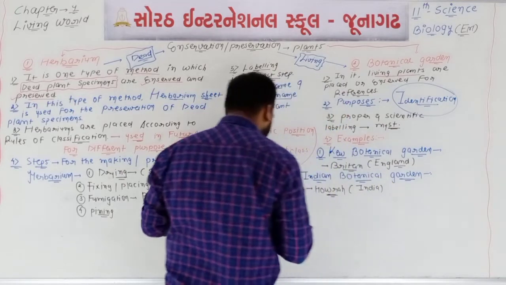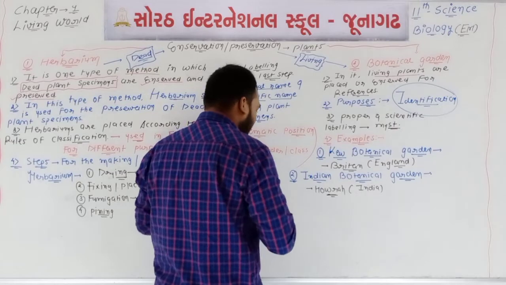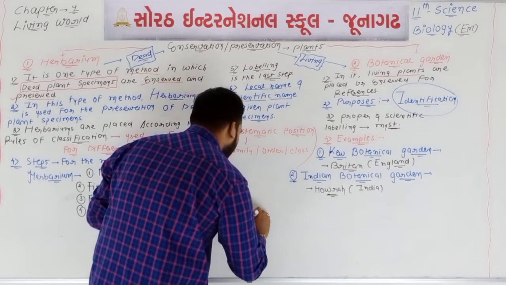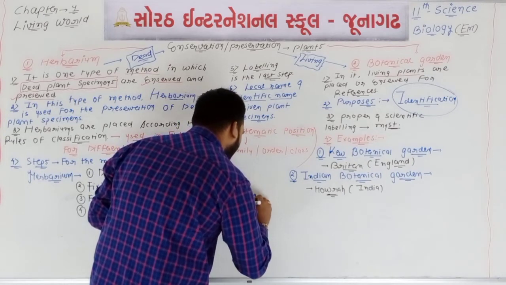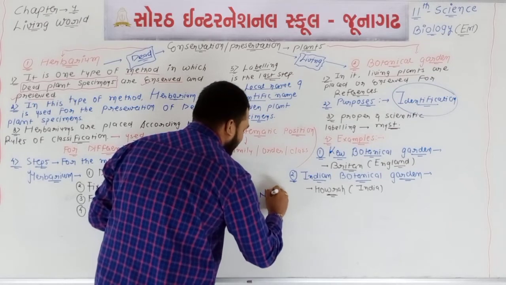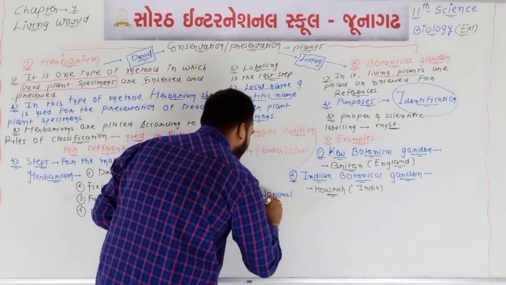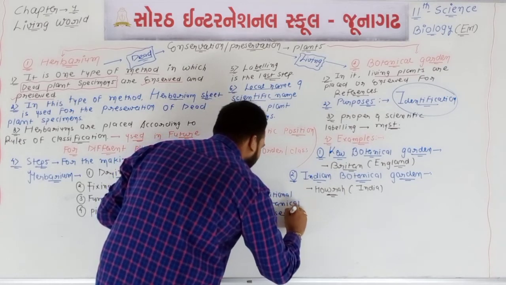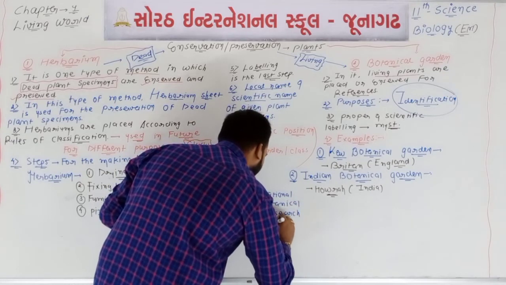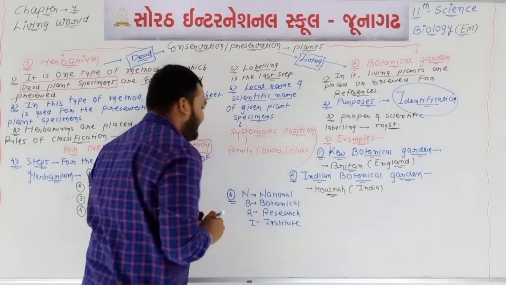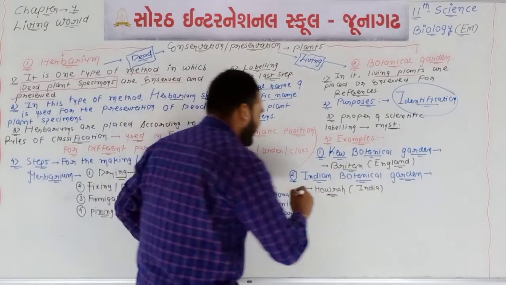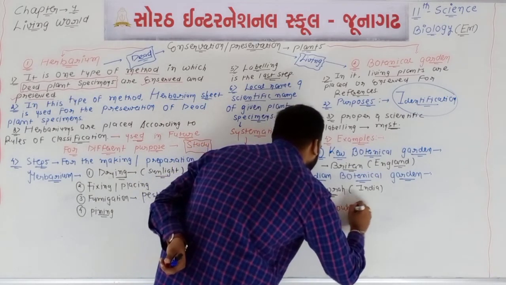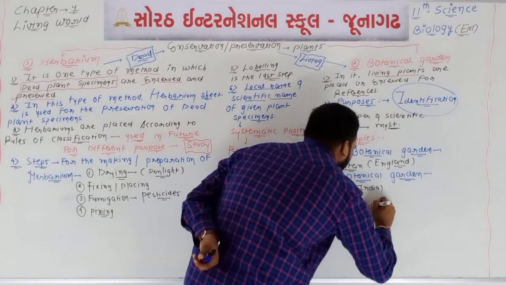And the third and last name, we can say, is NBRI. Okay, it is important. What is the full form of NBRI? N means National, B means Botanical, R means Research, and I means Institute. So the National Botanical Research Institute is located in Lucknow, which is found in India.